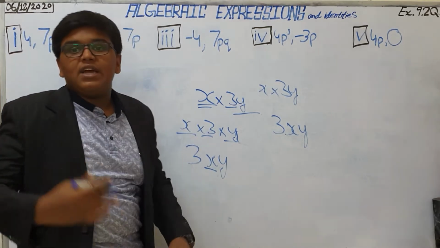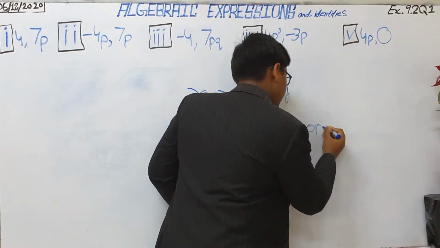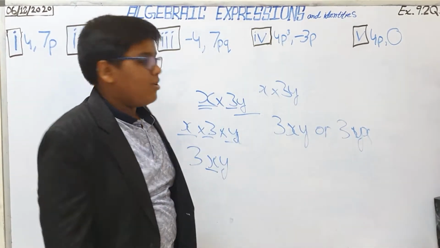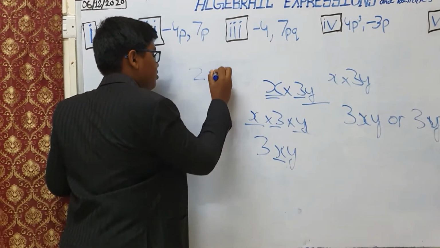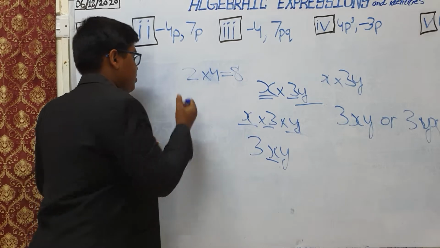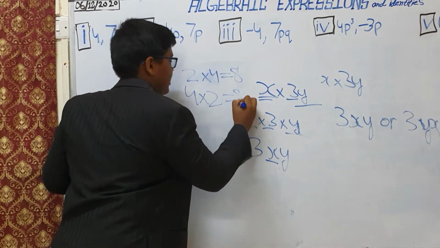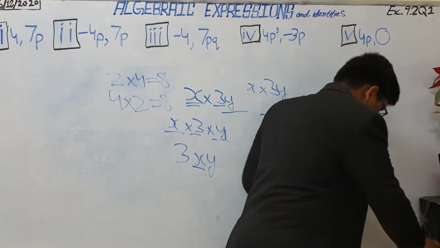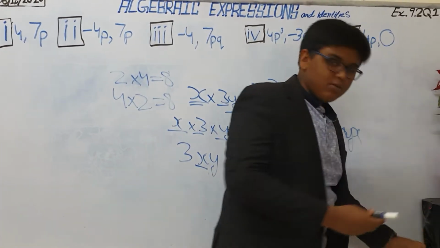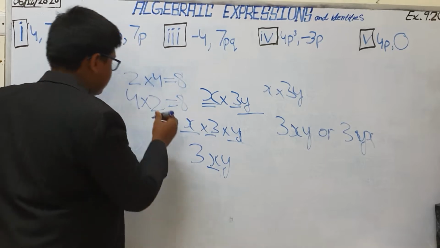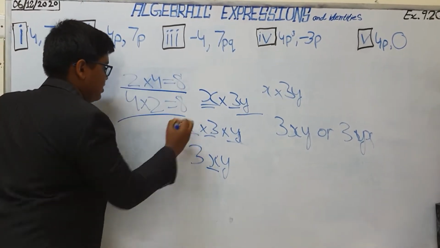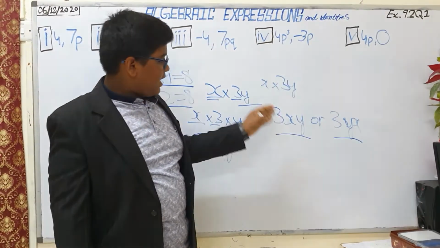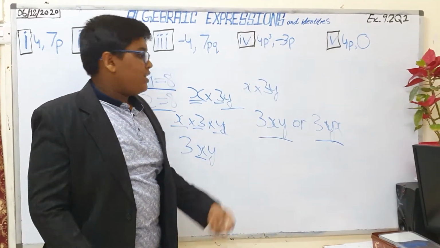Now I am going to write it simply. We can write it as 3xy, or we can write it as 3yx. Both have the same meaning. How? Because 2 into 4 equals 8, and here also 4 into 2 equals 8. So both are the same, and it doesn't matter if we change the order. This is how we can do the multiplication: we can write 3xy or 3yx. So there are two methods in it.